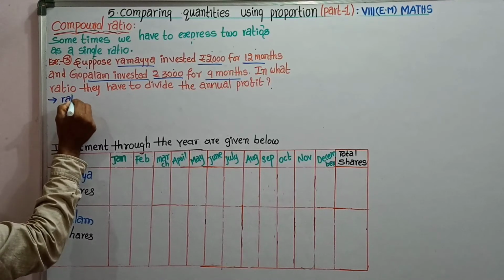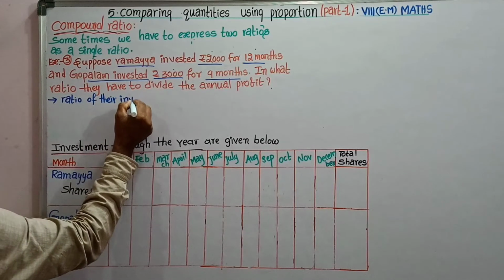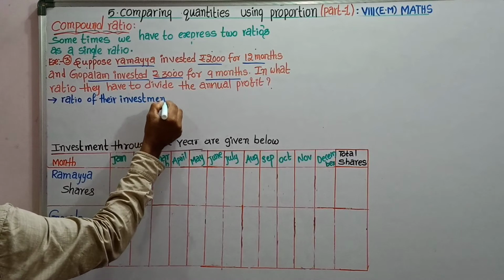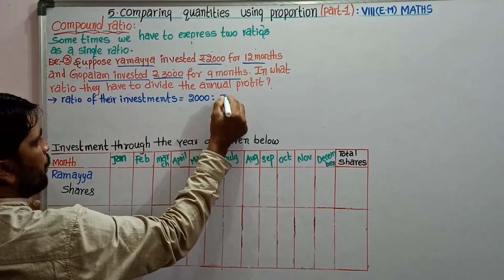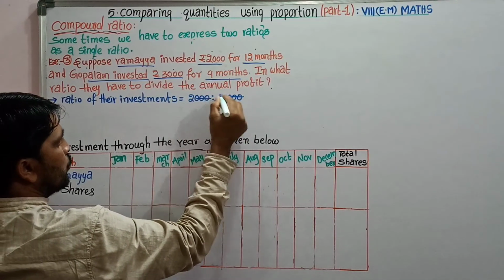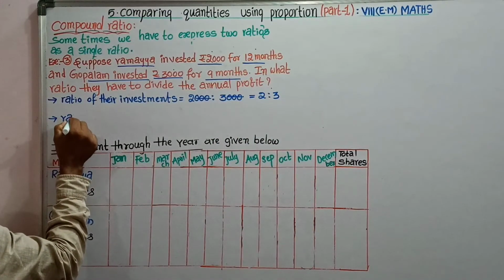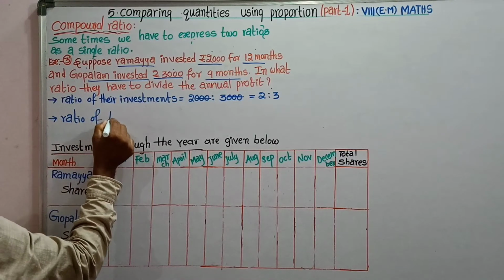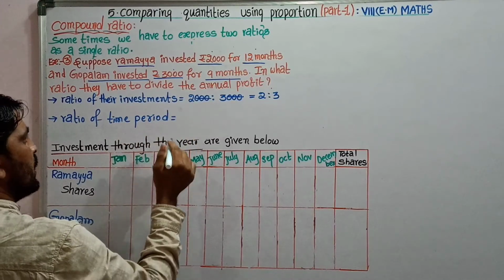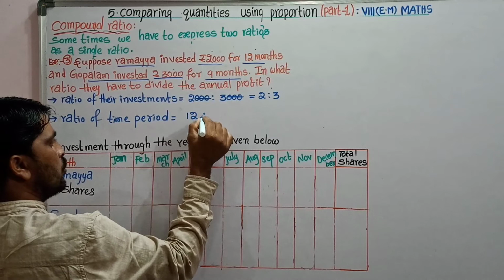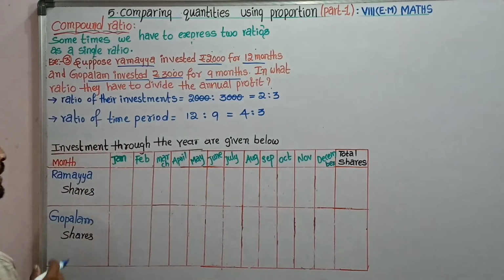First consider the ratio of their investments. Ramaya's investment is 2000. Gopalam's investment is 3000. So their ratio is 2:3. Similarly, the ratio of their time period. Ramaya did the business for 12 months and Gopalam did the business for 9 months, that is 3 fours or 3 threes. This is the time period ratio.